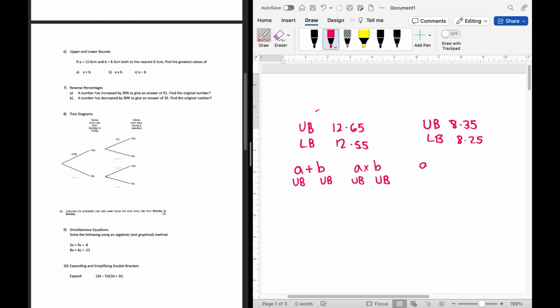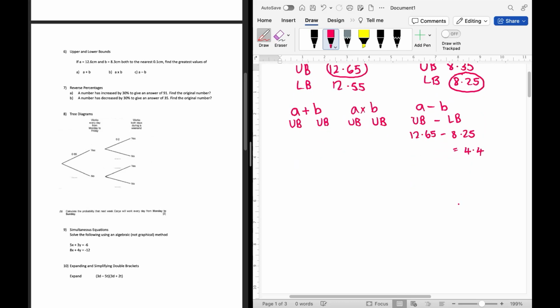But the one we've got to be very careful of is the take away, the difference sum. If I want the greatest answer to this take away sum, I need the upper bound of A, which is 12.65, but take away the lower bound of B. Take away as little as possible from it so that the answer stays as big as it can. So I'm going to take away 8.25. I'm doing that number, take away that number, to get the biggest possible answer to this takeaway sum, which is whatever that is, 4 point something.